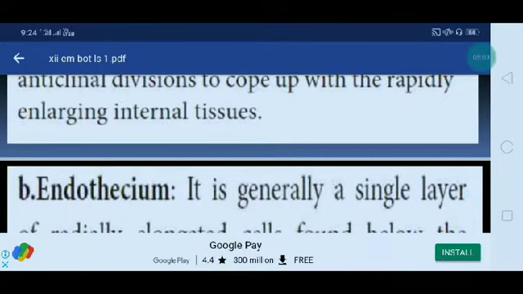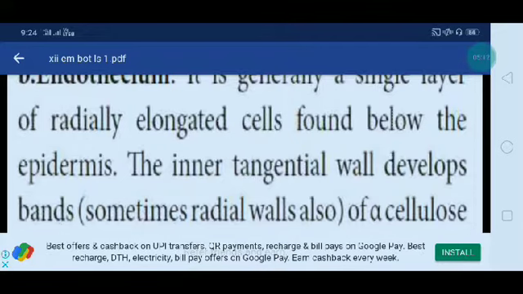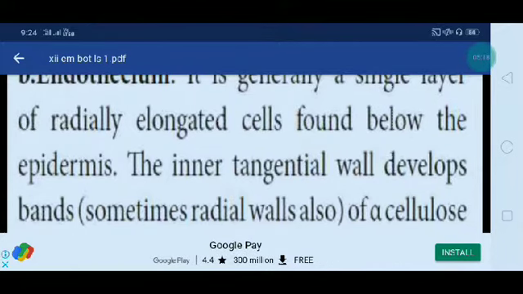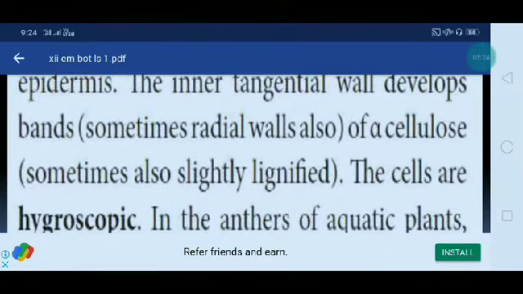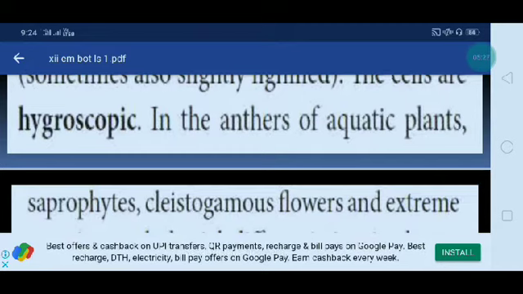The next one is endothecium. It is generally a single layer of radially elongated cells found below the epidermis. The inner tangential wall develops bands; sometimes radial walls also have bands of cellulose, and are sometimes slightly lignified. The cells are hygroscopic in nature. Hygroscopic means nothing but water-absorbing nature.